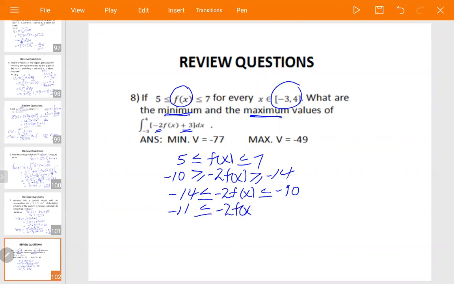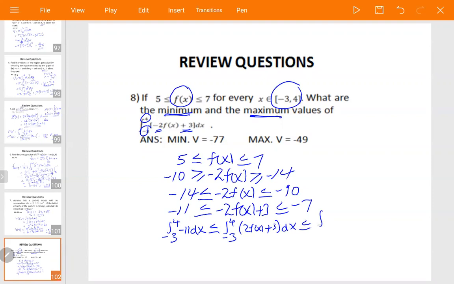Plus 3 is this one. Plus 3 is what? Negative 7. Now let's take the integral of each side from negative 3 to 4. Therefore, the integral from negative 3 to 4 of negative 11 dx will be less than or equal to the integral from negative 3 to 4 of 2f of x plus 3 dx, and that will be less than or equal to the integral from negative 3 to 4 of negative 7 dx.